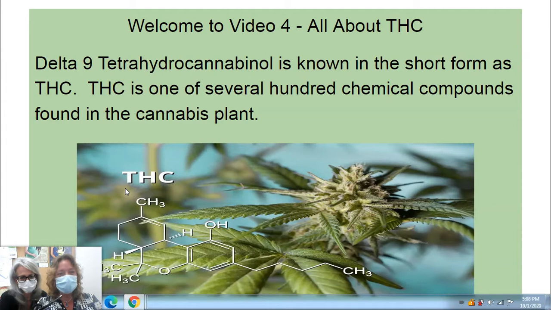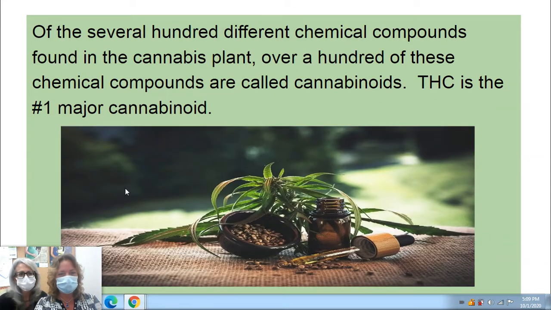We're going to talk about THC. Delta 9 tetrahydrocannabinol is known in the short form as THC. THC is one of several hundred chemical compounds found within the cannabis plant. Of the several hundred different chemical compounds found in the cannabis plant, over 100 of these chemical compounds are called cannabinoids. THC is the number one major cannabinoid.